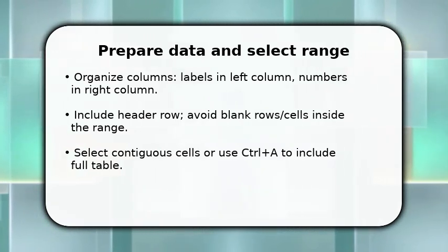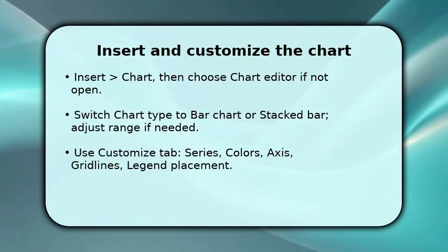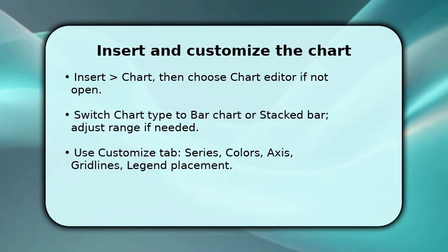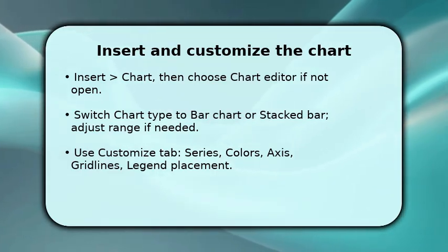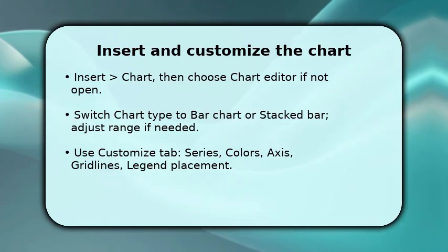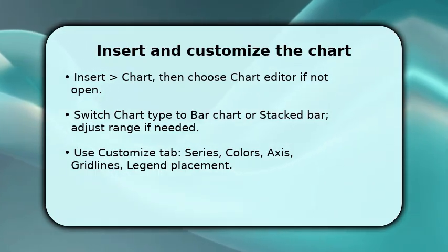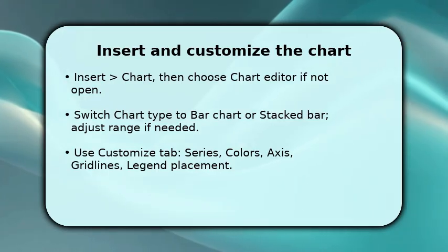Once the range is selected, go to Insert and choose Chart. The chart editor opens on the right. Immediately switch the chart type to bar chart or stacked bar, depending on whether you want grouped or cumulative bars, and confirm the data range and x-axis are correct.